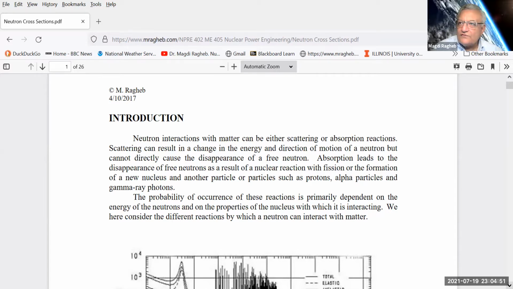So in that case, we can thermalize neutrons, bring them down from their fission energy, 2 million electron volts, all the way down to the kT energy, k the Boltzmann constant, T the temperature in Kelvin. In that case, they can be in thermal equilibrium with the medium. And we'll see that in that case, they have a higher probability of interaction with the nucleus.